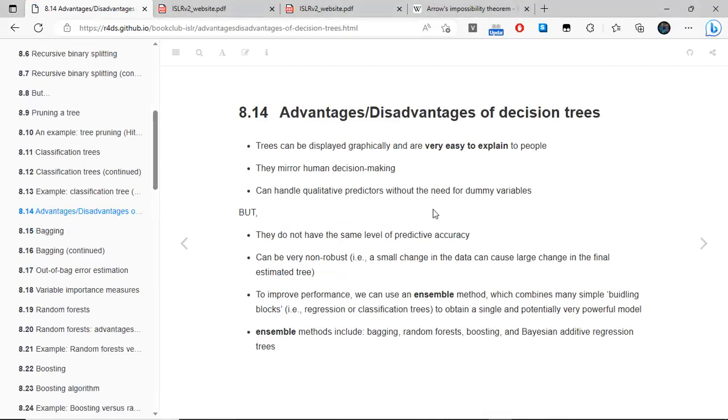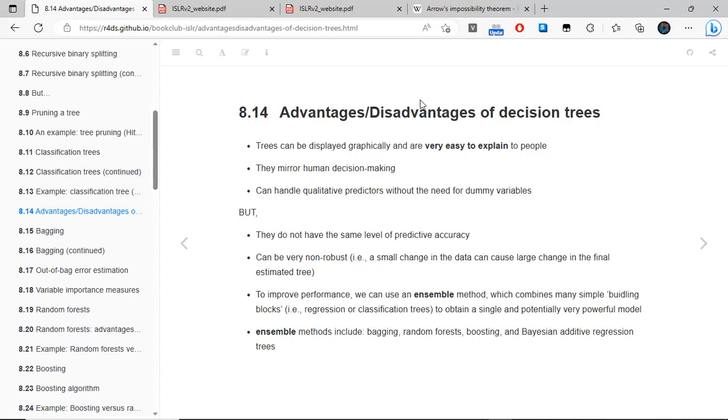And now, lastly, we compare these decision trees with the other types of models that we have encountered. In particular, these decision trees are quite easy to explain. They do kind of mirror human decision making, that is, a sequence of yes or no's. And as we saw, they can handle not only numerical predictors but qualitative ones as well, without the need to create dummy variables in order to make them pseudo-numerical.